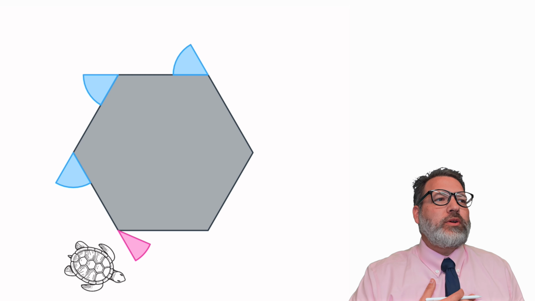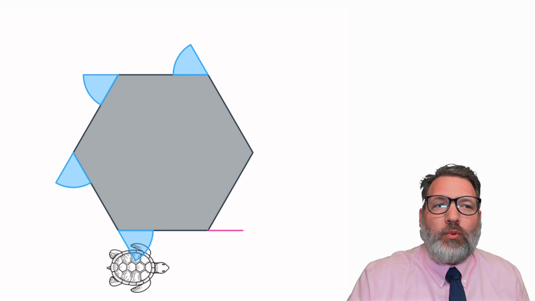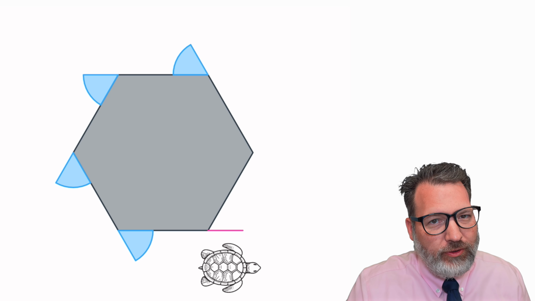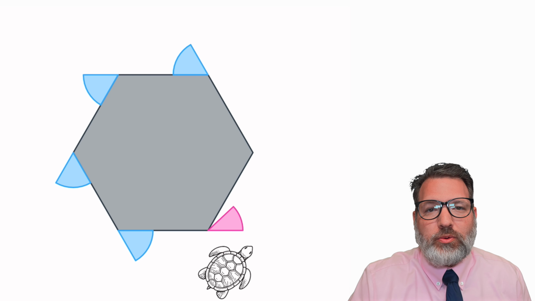My little buddy and yours, the slow turtle, is going to help us understand why the sum of the measures of the exterior angles of a polygon is always 360 degrees. So let's imagine that we have some particular polygon. I'm looking at a pentagon here.